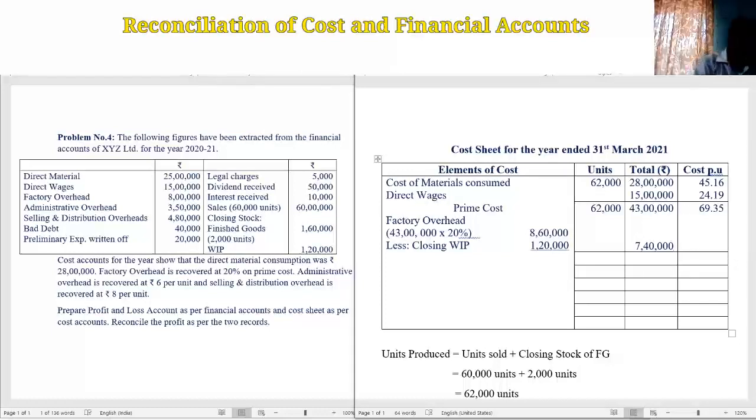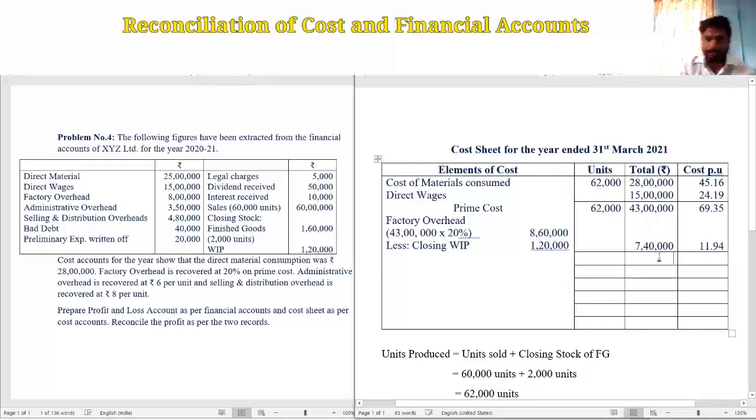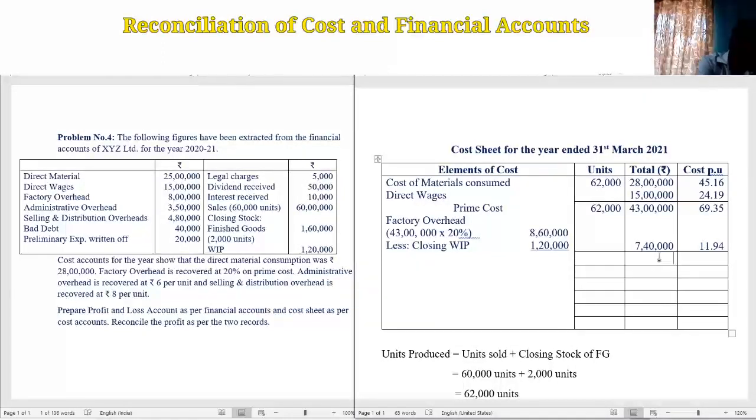What's the cost per unit? 7,40,000 divided by 62,000 is 11.935, so it's 11.94. Only two digits are enough. Okay, so calculate the factory cost. 43 lakh plus 7 lakh 40 thousand. Factory cost or work cost is 50 lakh 40 thousand.